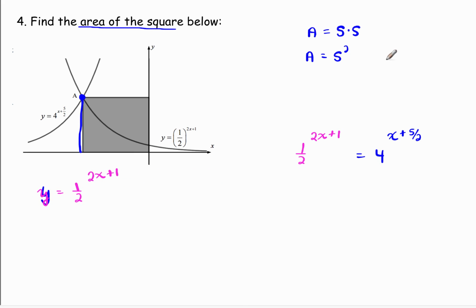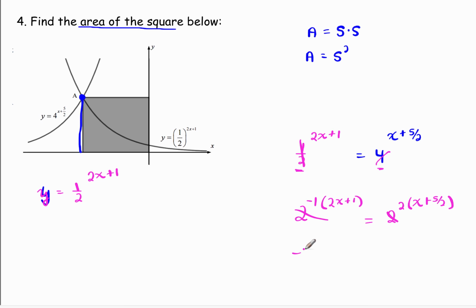It's looking like problems 1, 2, and 3. I have to find a common base. A common base between 4 and 1/2 is 2. 1/2 can be rewritten as 2 to the negative 1, and then I have 2x plus 1. And then 4 can be rewritten as 2 squared, and then I still have x plus 5 halves. Awesome! The bases are the same. Now I can just solve the exponents.